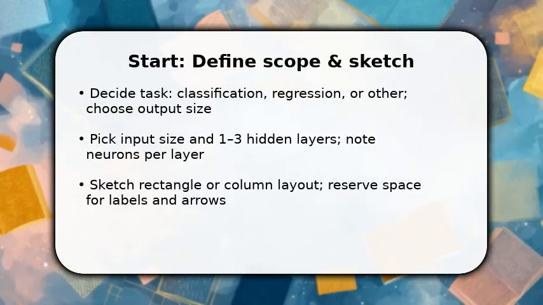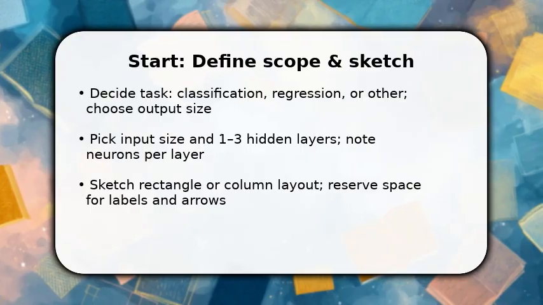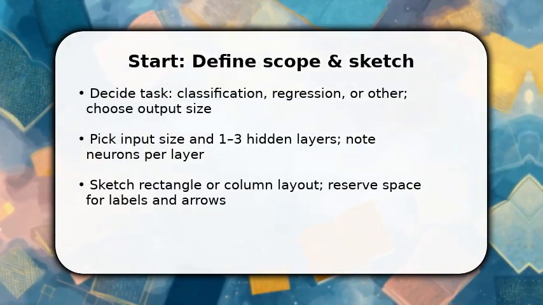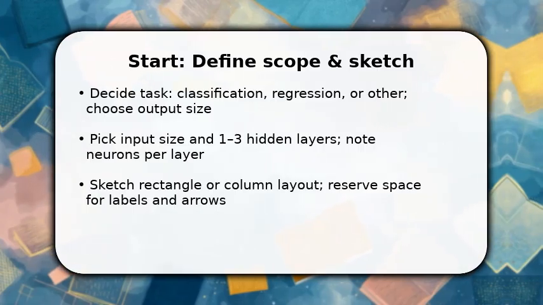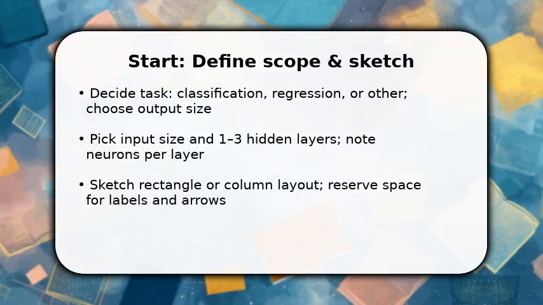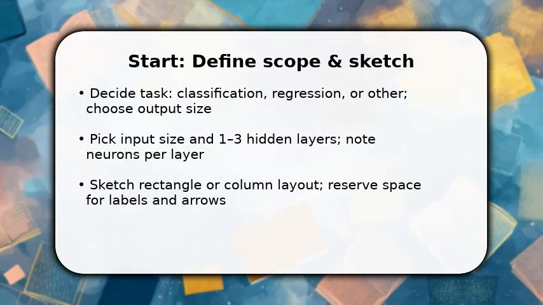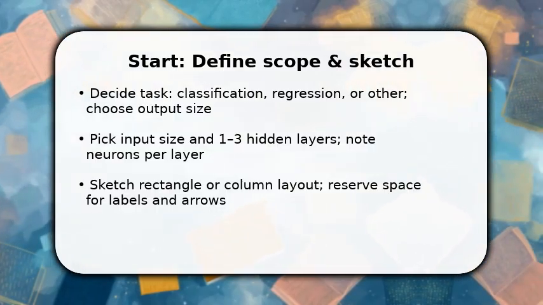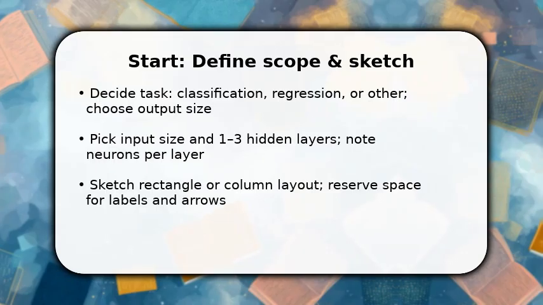You begin by defining the problem and visual scope. Decide classification versus regression, choose input size, and plan 3 hidden layers. Once done, sketch a simple column layout. Left input, center hidden, right output. Make sure to mark neuron counts and reserve space for arrows and annotations.